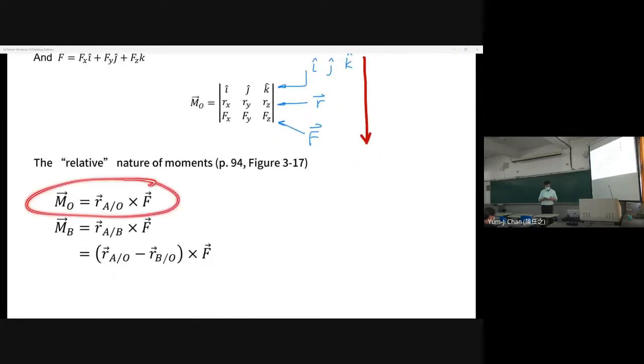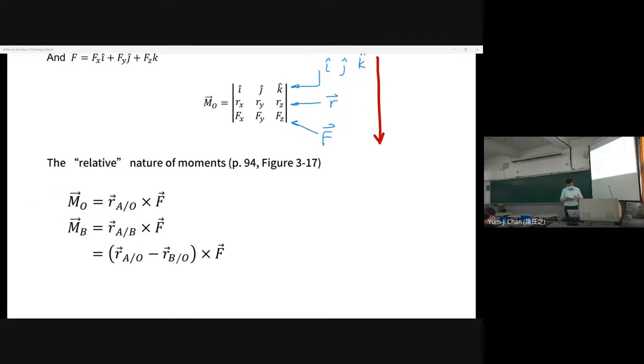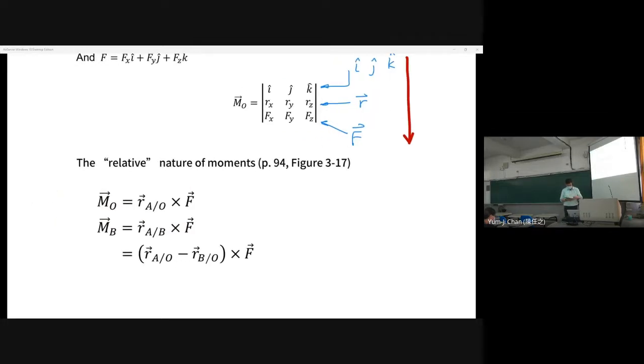in some cases, let's say we know MO. MO is known, and we want to determine MB. Here, let me draw a simple figure in space. We have O here, and then we have A here, and we have B here.